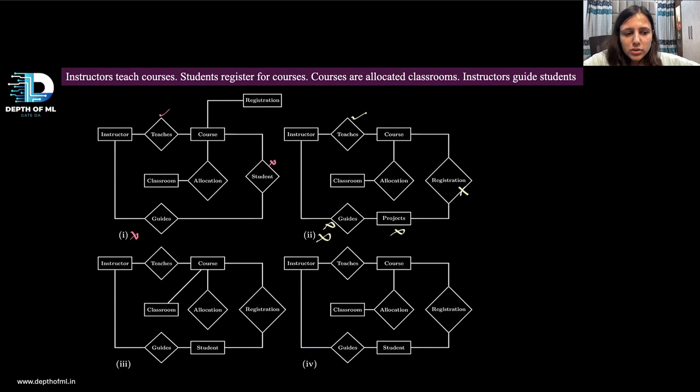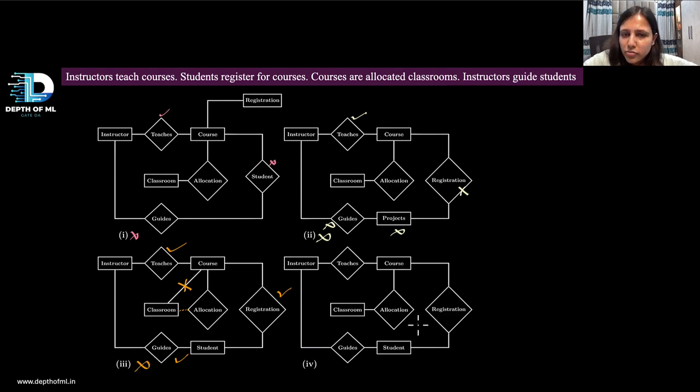Now let's look at the third option. So we have instructor teaches course. This is fine. We have student registers for course. This is also fine. Instructor guides students. This is also fine. Now we have classroom, course and allocation. Now this is incorrect, because classroom is allocated course. So this should have been like this: classroom and course would have the relationship allocation, which is not there. So this is also incorrect.